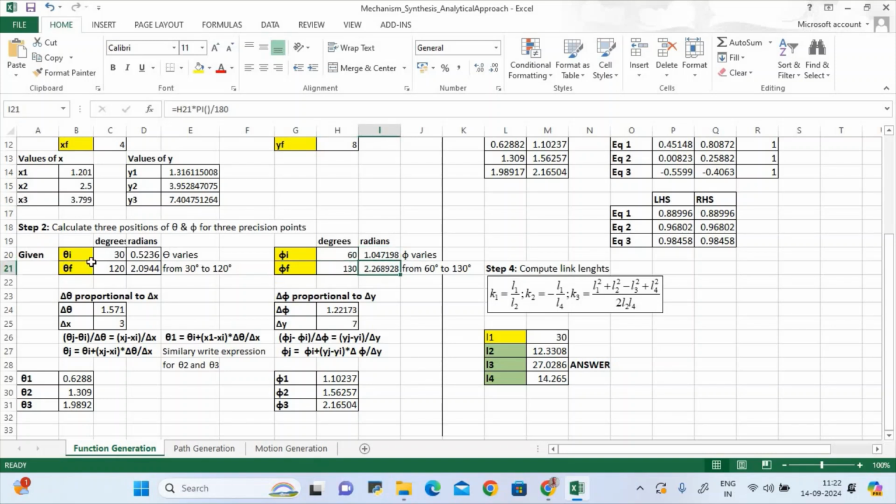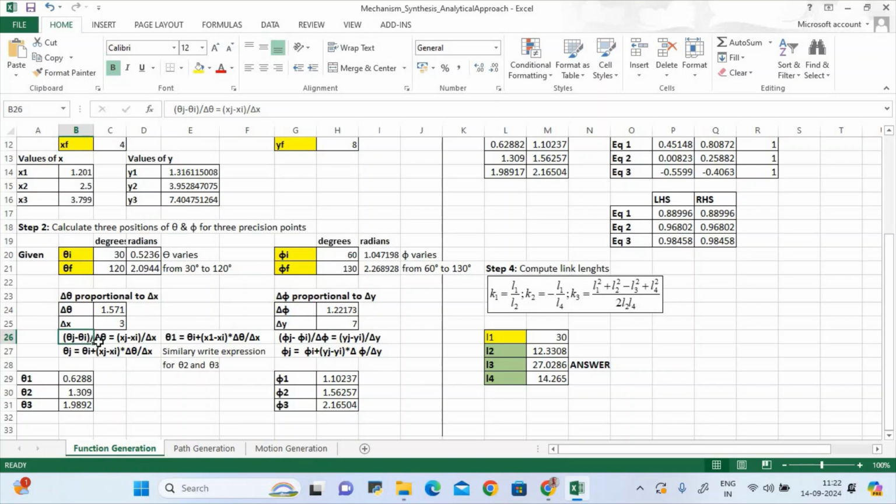Now once you have the initial values of theta and phi, what is our next step? As we already know, delta theta is proportional to delta x, right? So we can simply write down one expression. This expression you can see here: theta j minus theta I, divided by delta theta, is equal to xj minus xi divided by delta x. So what exactly is this expression? You can see here this theta j is the input angle value corresponding to the first, second and third precision point.